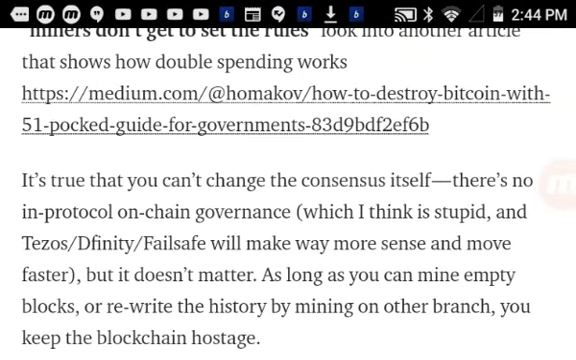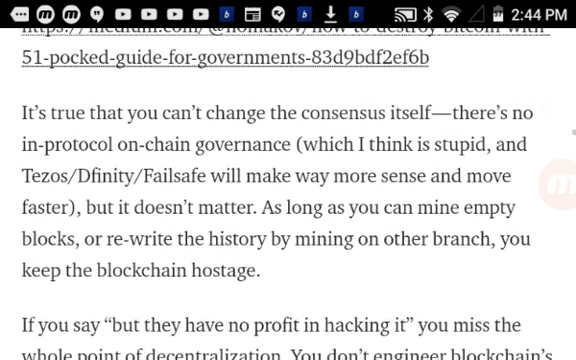That's very interesting. I read that article, but it just talks about how they can double spend, send this off to exchanges, and just keep repeating this double spending over the network, and then they can exchange it for altcoins and cash out over these exchanges, right? It's true that you can't change the consensus itself. There's no end protocol on-chain governance, which I think is stupid, and Tezos or Dfinity failsafe will make way more sense and move faster, but it doesn't matter. As long as you can mine empty blocks or rewrite the history by mining on another branch, you keep the blockchain hostage.